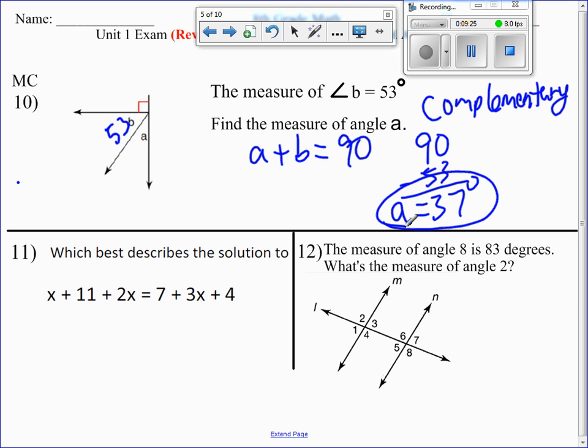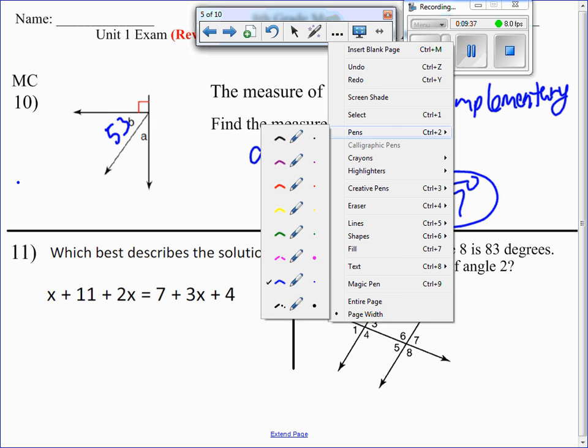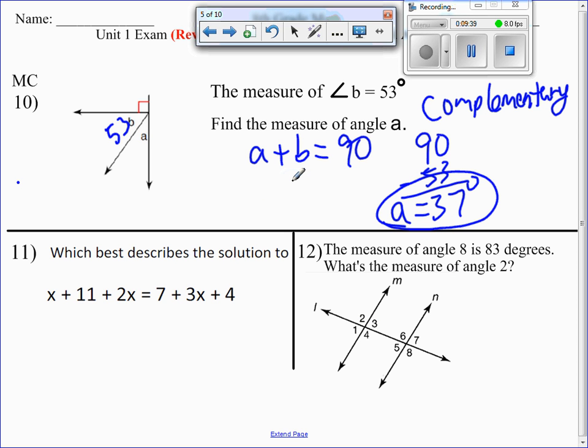Number 11, which best describes the solution to. So right away, I know my answer needs to be one solution, infinitely many, or no solutions, because the question says which best describes the solution, unless the choice says x equals and gives you the answer. Look at the question, look at the choices. It'll give you a hint of what to do.